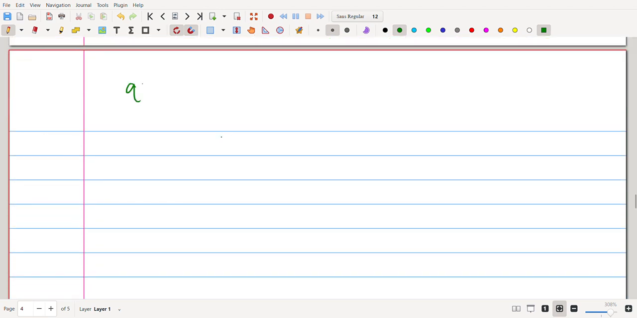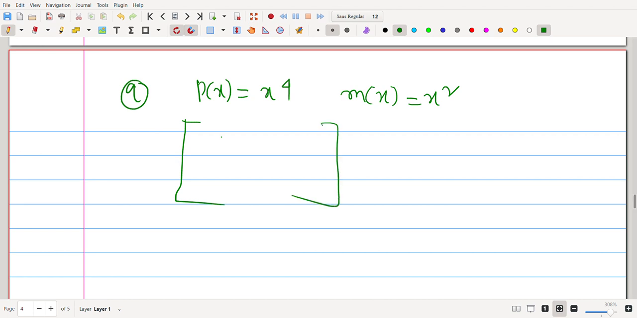Problem number 9. This is just an application of Jordan canonical form. For any matrix C, MC denotes the minimal polynomial and PC denotes the characteristic polynomial. Two matrices are similar if and only if minimal polynomial and characteristic polynomial are the same. This is not true. You can take, say, Px to be x to the power 4 and Mx to be x square, and now take these two matrices, say 0 1 0 0 0 1 0 0, this say A.